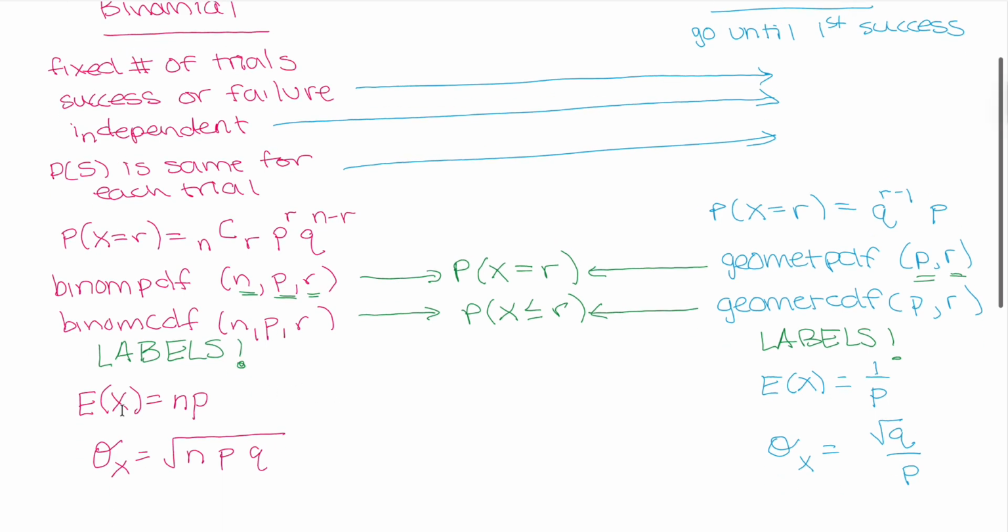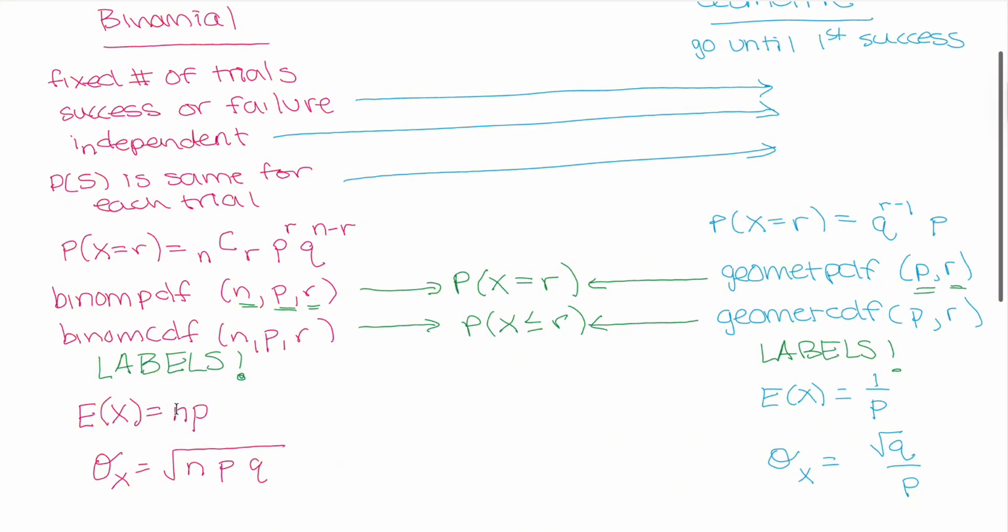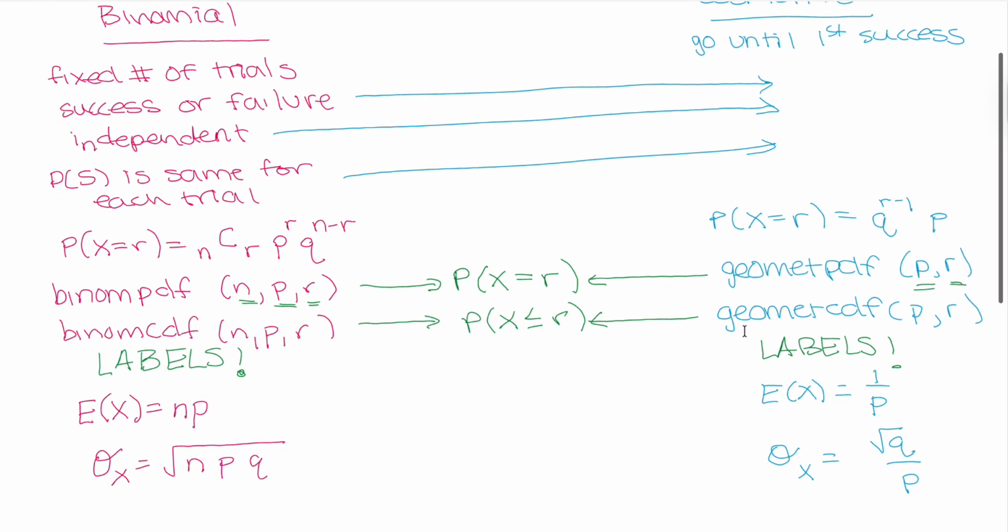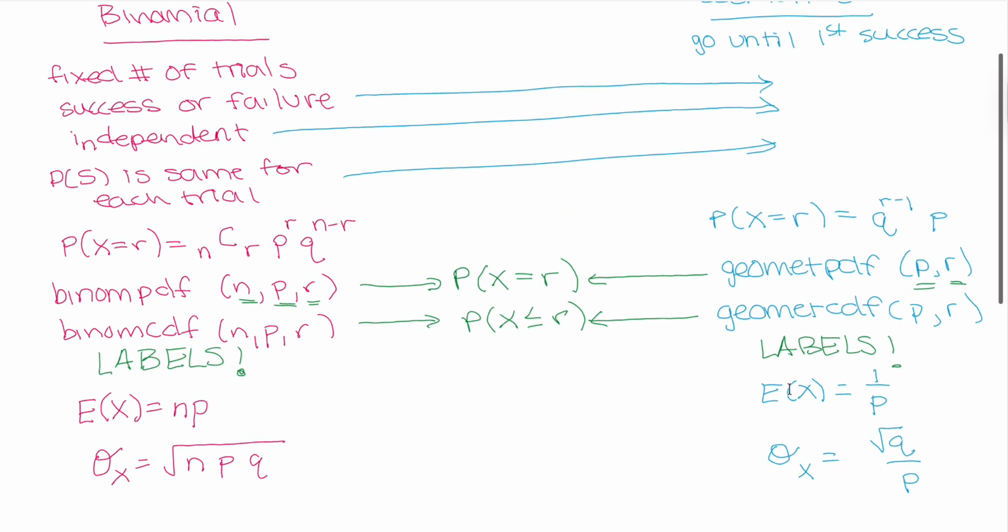And some formulas for expected value: for binomial, you should use n times p. For the standard deviation of x, you use the square root of n times p times q. For geometric, the expected value of x is 1 over p. The standard deviation for x is equal to the square root of q divided by p.